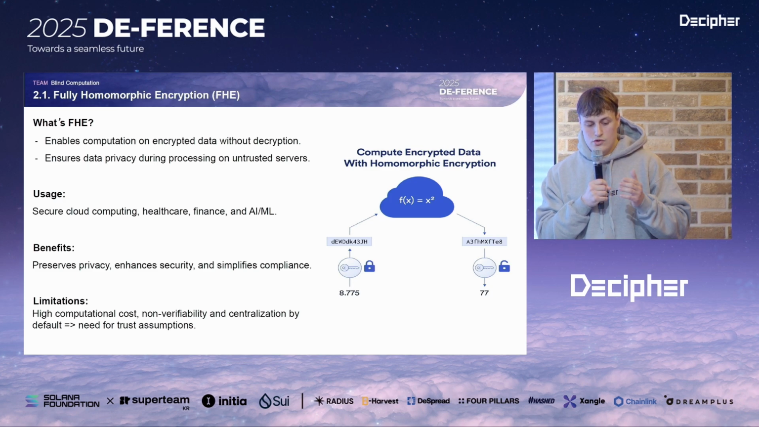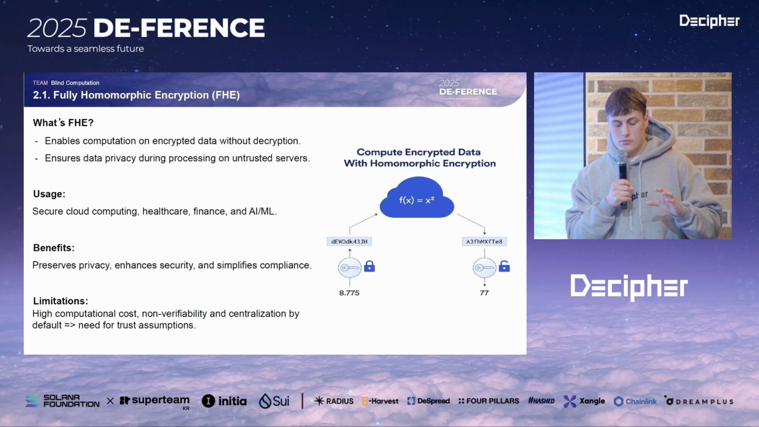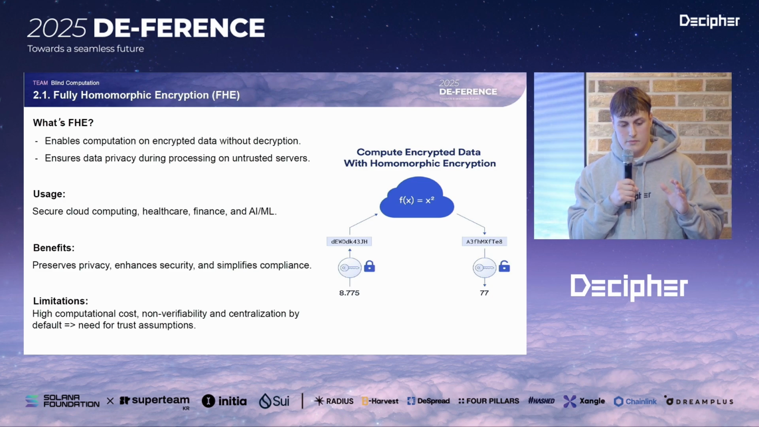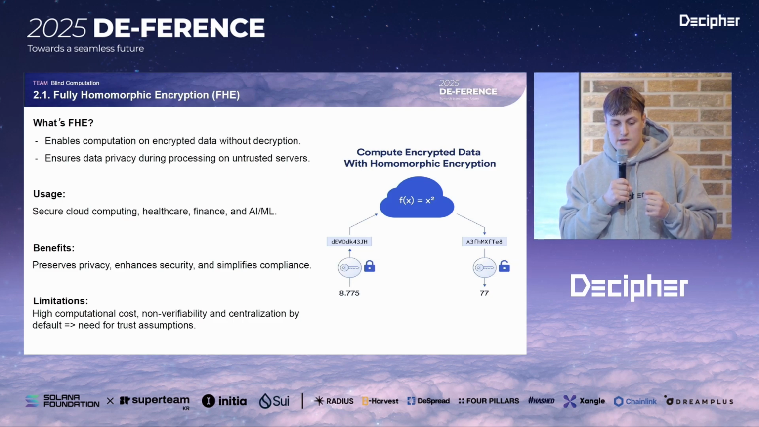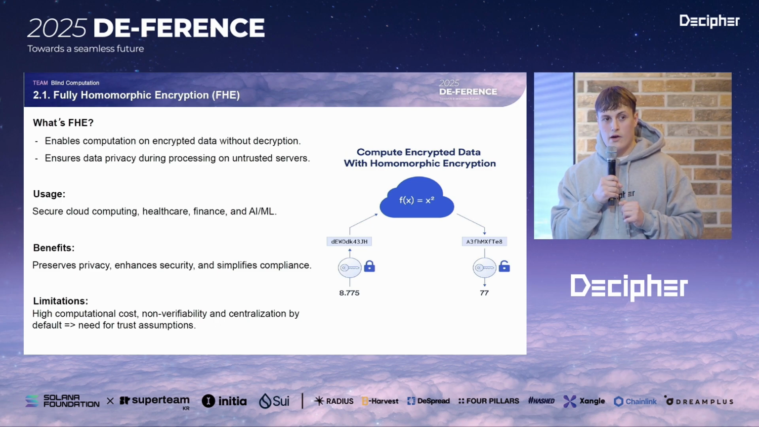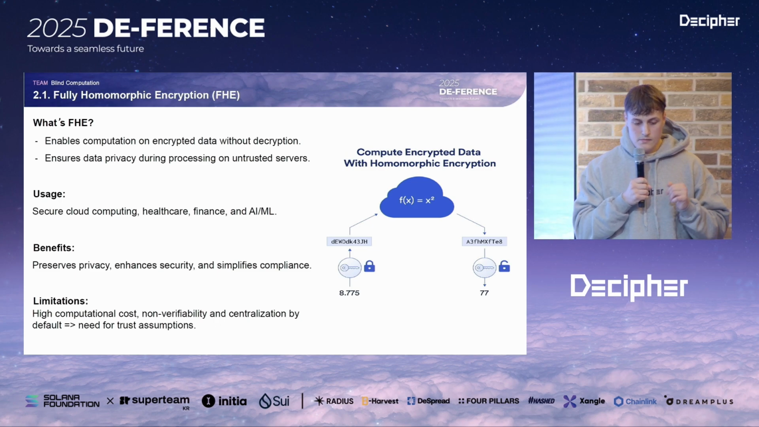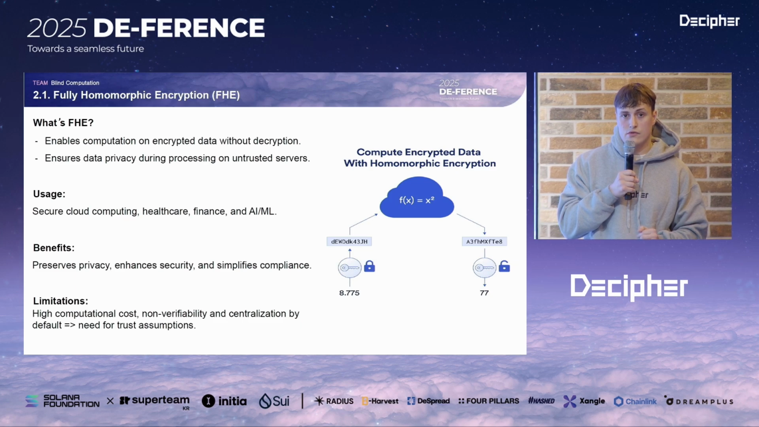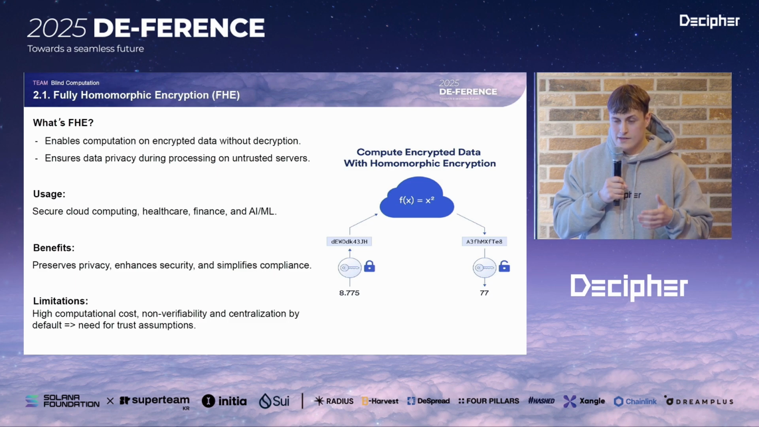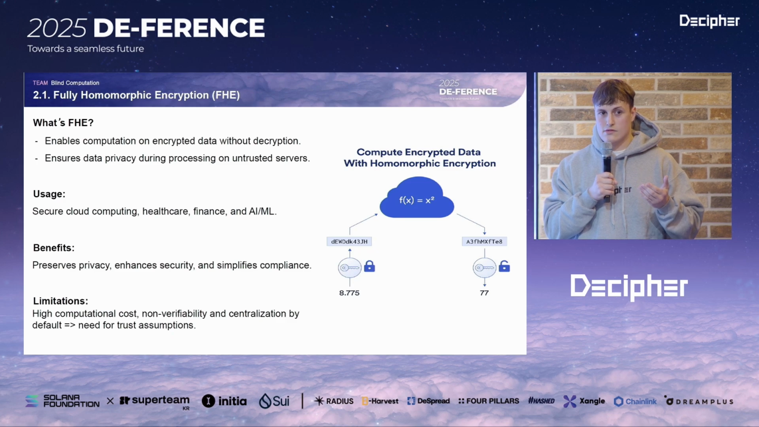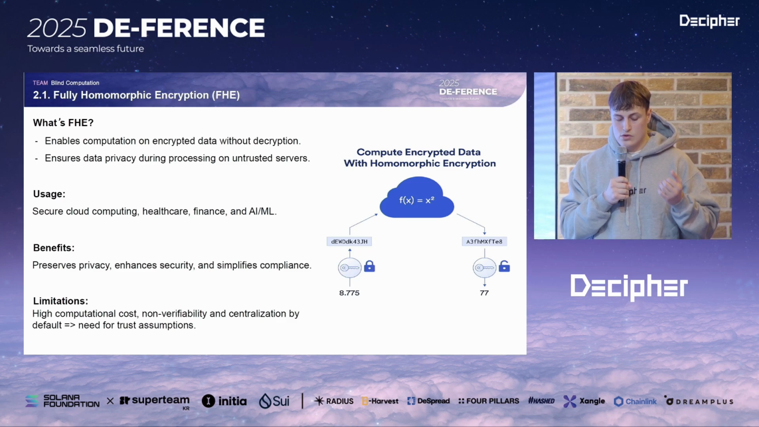It can be used for secure cloud computing, healthcare computations, private finance, and privacy-preserving machine learning. It strengthens security, preserves privacy, and helps compliance. However, it comes with limitations. FHE arithmetic operations are thousands of times slower than the operations on non-encrypted data. Also, computation is not verifiable alone, so the client needs to trust that server's computation is correct. And as you've just heard, there is a need for a centralized server, so the liveness is not ensured.